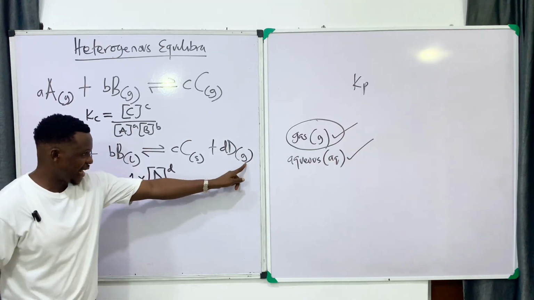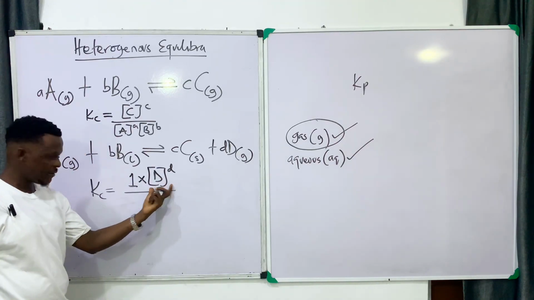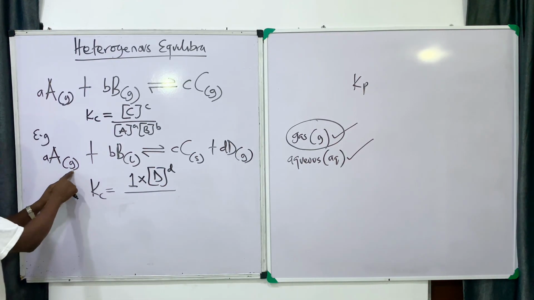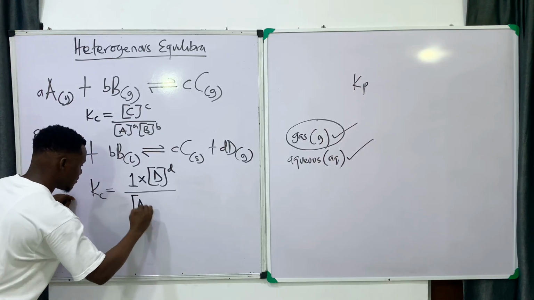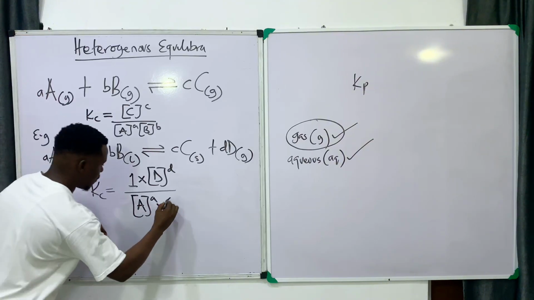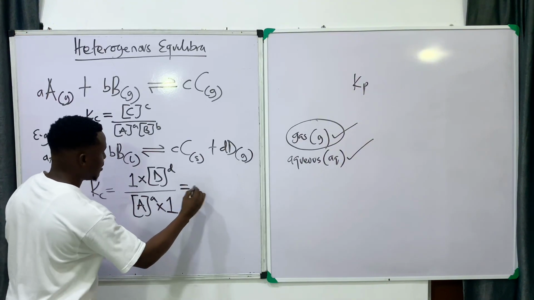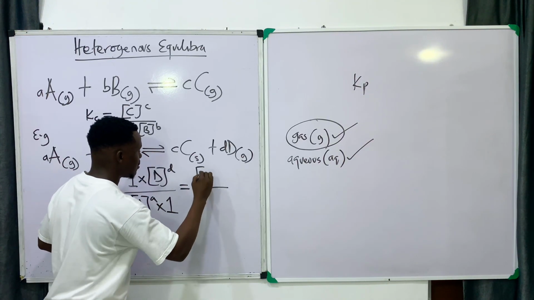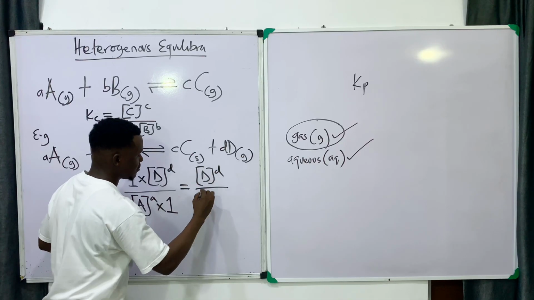times, because this is a gas, I'll express it here, all over A. A is a gas, so I'll express it, times. B is a liquid, I'm not going to express it. So at the end of the day, this is D all over A.